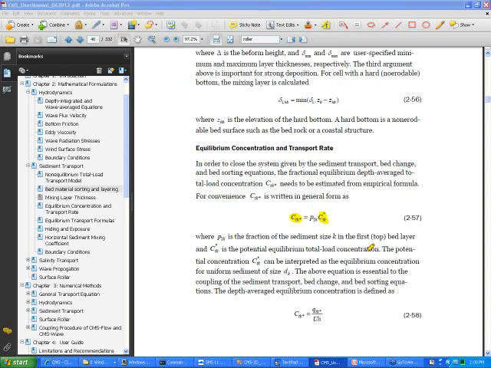And all these definitions are a mouthful. Apologize for that, but it's just the way it is. The depth average equilibrium concentration, the way we define it, is with this equation here, 2-58. And this is a very important definition because not everybody defines the depth average concentrations this way.